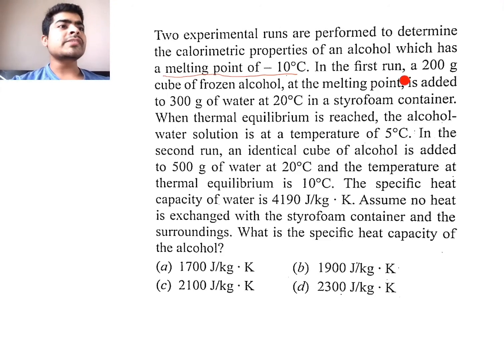In the first run, a 200 gram cube of frozen alcohol at the melting point is added to 300 gram of water at 20 degrees Celsius in a styrofoam container. When the thermal equilibrium is reached, the alcohol water solution is at a temperature of 5 degrees Celsius. So for this first part, let's create the equation.